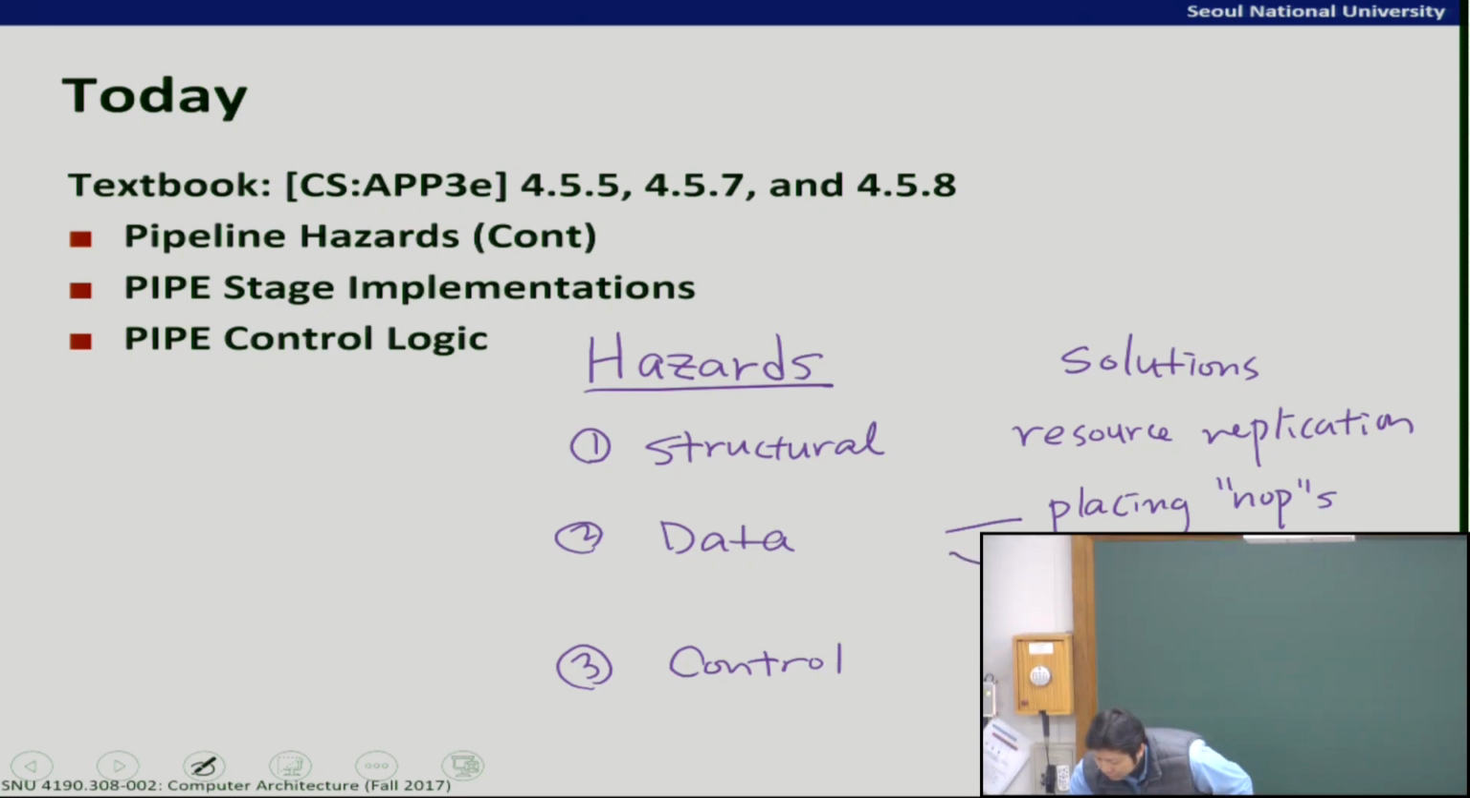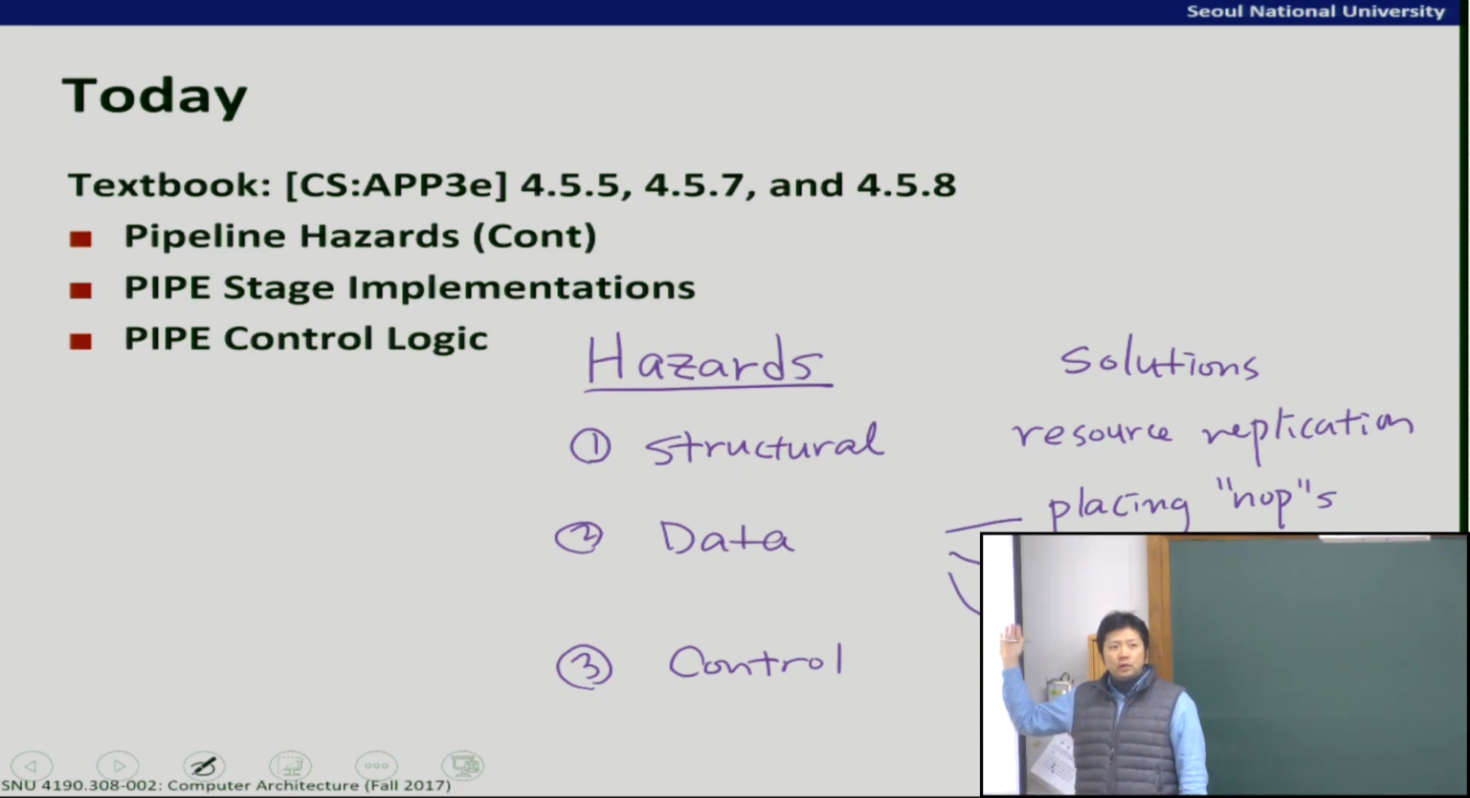The second solution is called stalling. The idea is basically the same. We want to set these two instructions apart, but in this case, placing the nops is done in hardware implicitly instead of being done explicitly by software. So the second solution is stalling, and there's another solution which is called forwarding. So these are basically the solutions for resolving data hazard.